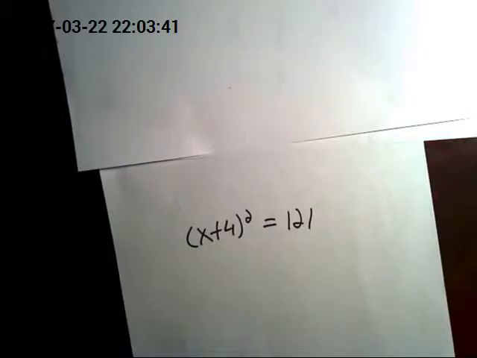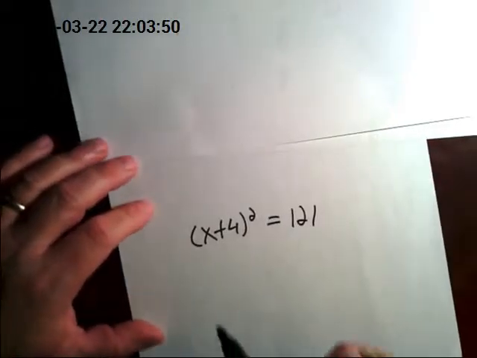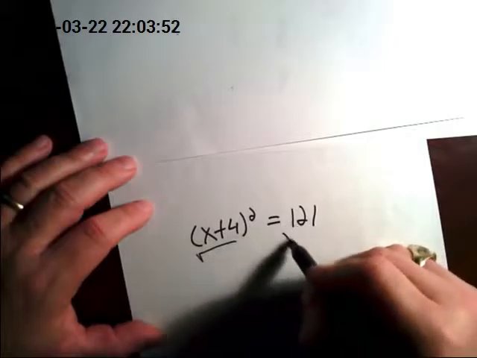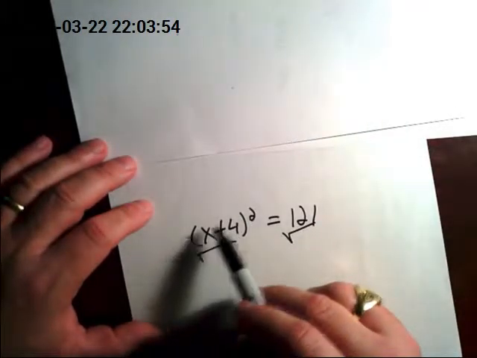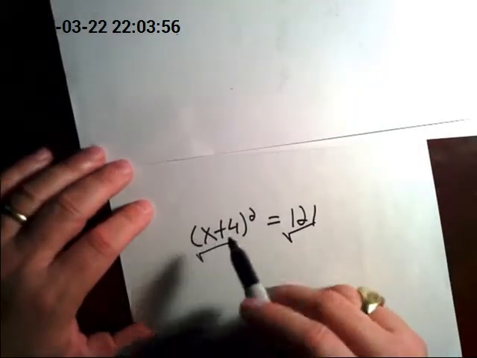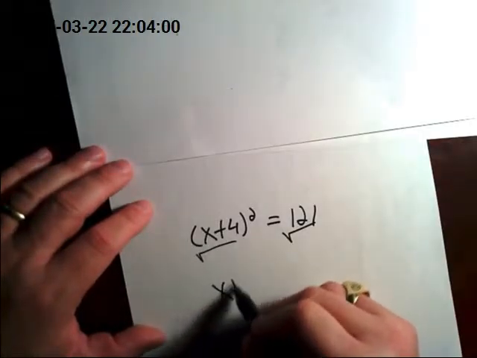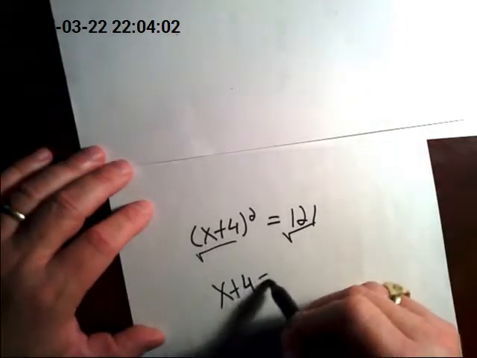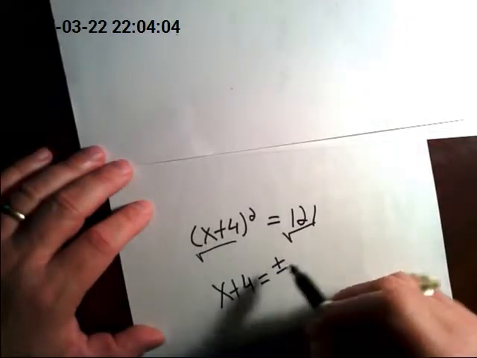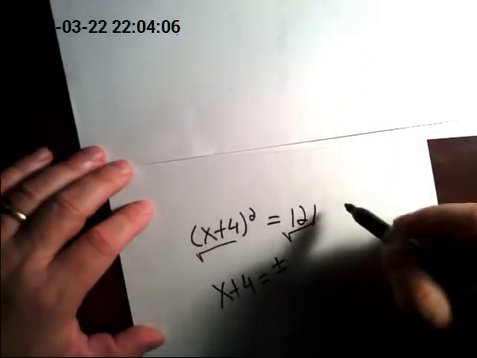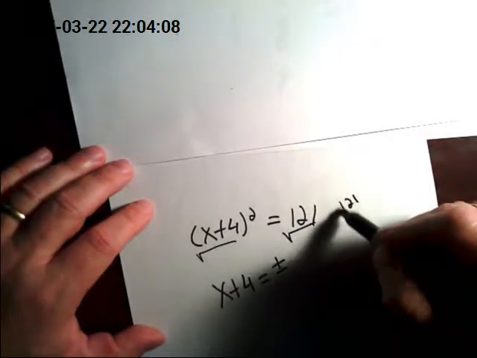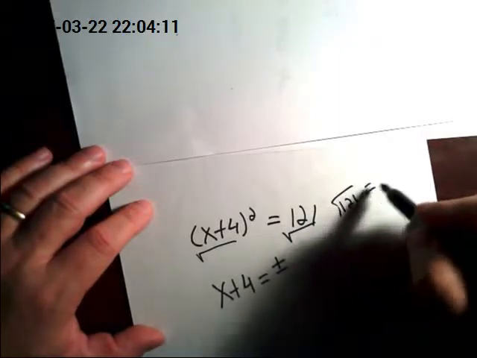Don't do anything other than what you learn to do, or it will get very ugly. At this point, I can just go ahead and take the square root of both sides. Well, I know when I take the square root of this side, all that happens is that goes away. The square root of a squared number is just that thing right there. And I'm going to have two numbers, plus or minus the square root of 121. Well, 121 is a magic number. The square root of 121 is 11.